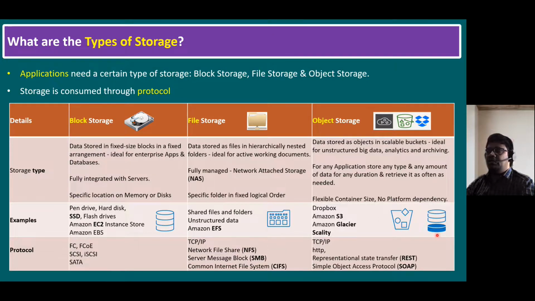And for long-term services, if you want archive storage, you can use either Amazon Glacier or Scality. These are the icons that represent the long-term services. And I have given icons at the top also. So object storage is mainly for cloud and Dropbox, and this is the icon.